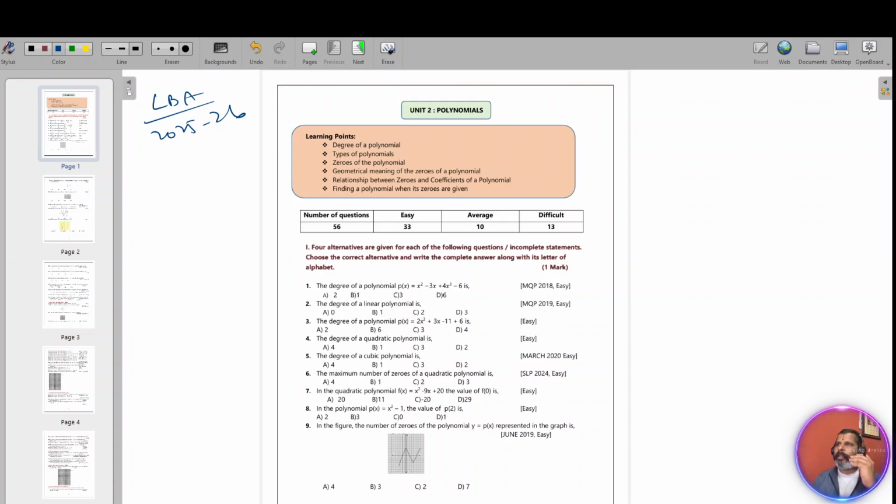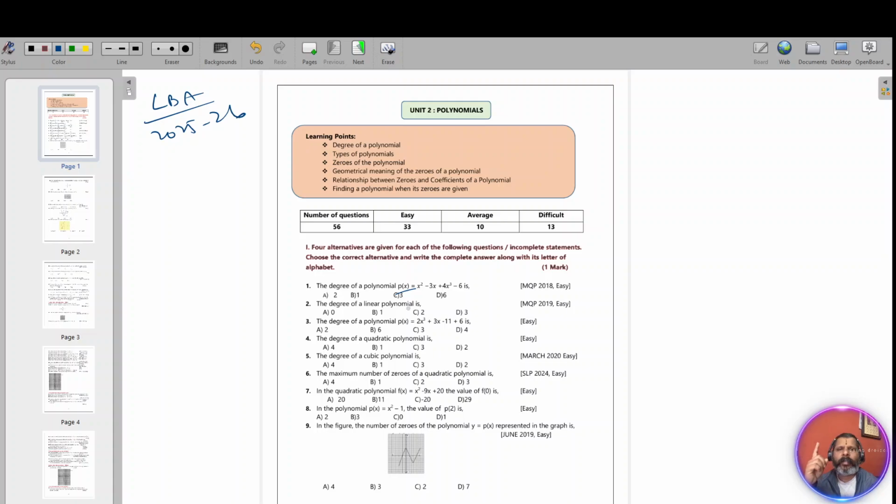Hello students, in this class we will see polynomial first main 1 mark questions. It's LBA 2025-26. The degree of the polynomial x square minus 3x plus 4x cube minus 6. Degree is always the highest power of the variable. What is the highest power of the variable? 4x cube is there, so 3.